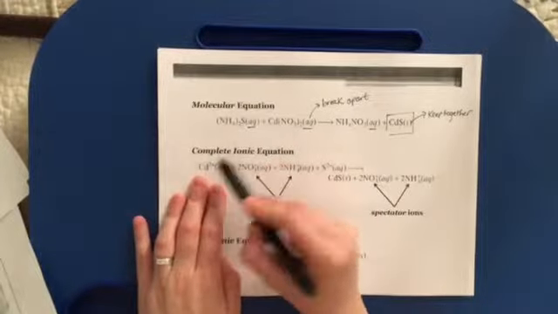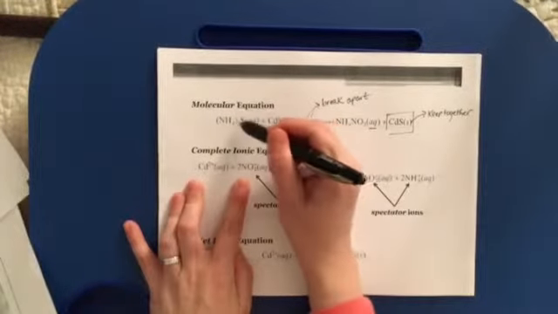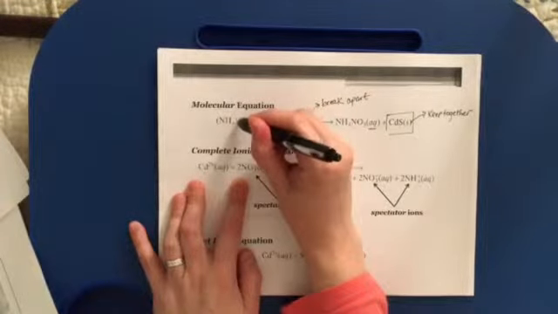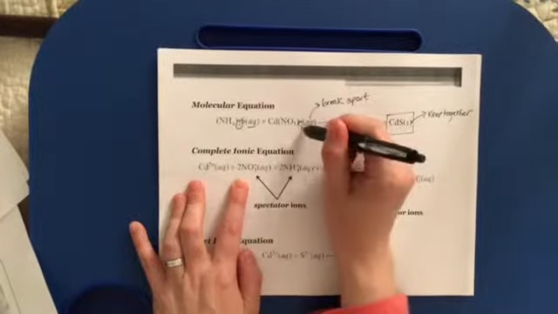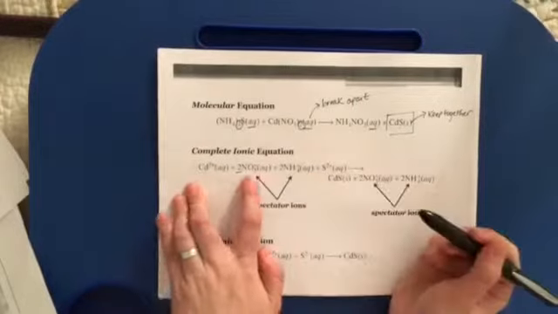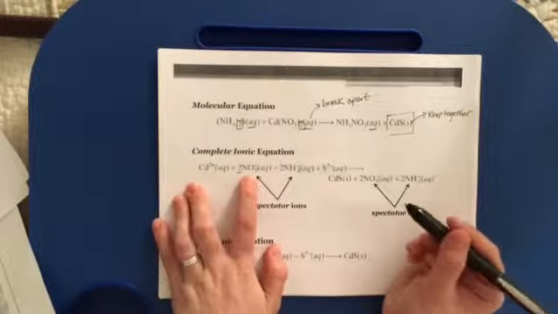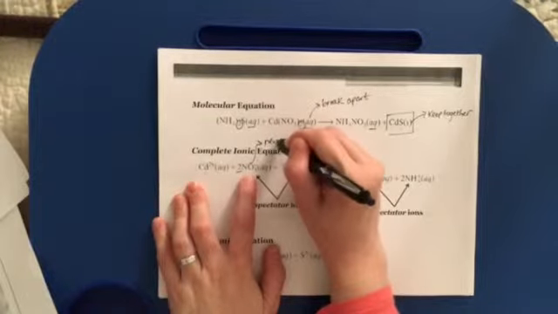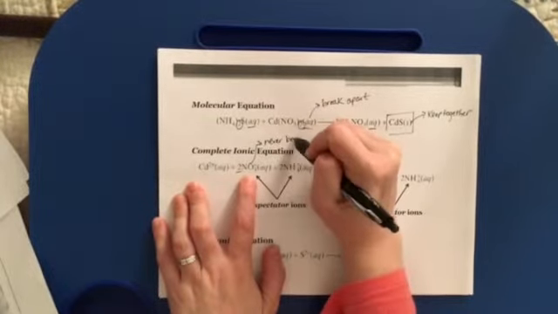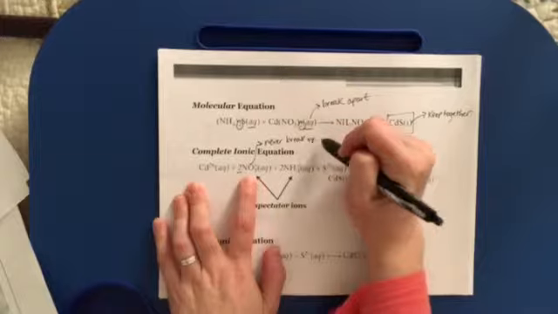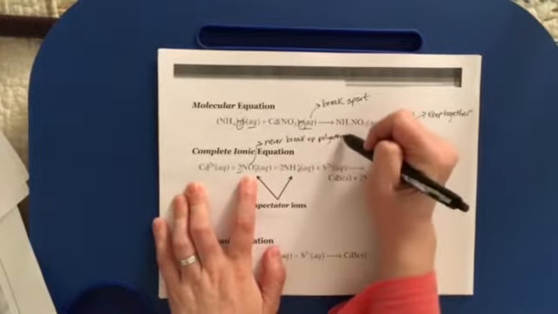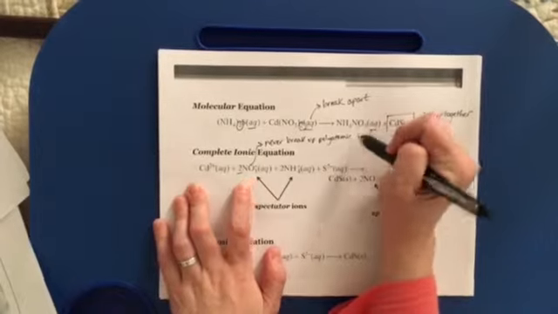The key here is when you're breaking up these ions, you want to make sure that you're representing how many of each one there are. And so these subscripts for the ions are going to become coefficients. But you never want to break up polyatomic ions. Never break up the polyatomic ions. So you want to keep them as a unit.